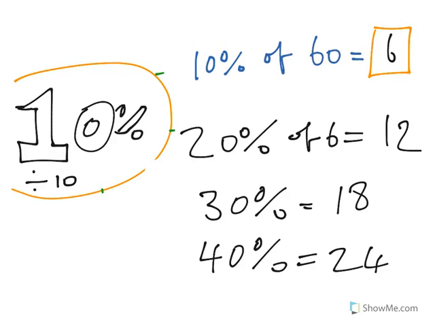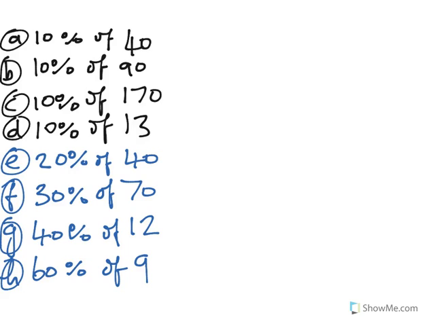But being able to find 10% and multiply it by 2 for 20%, multiply it by 3 for 30%, and multiply it by 4 for 40% is a really easy way of finding many different percentages, and I hope this helps you. If you understand the tutorial, you can pause this video now and have a go at answering the questions to the left of this screen.